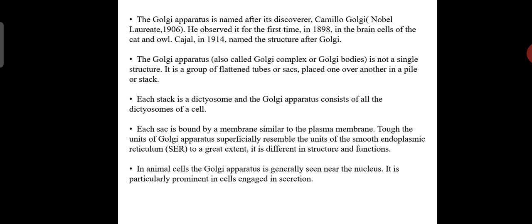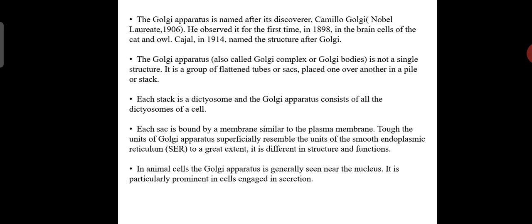The Golgi apparatus is also called the Golgi complex or Golgi bodies. It is not a single structure, it is a group of flattened tubes or sacs placed one over another in a pile or a stack. Each stack is a dictyosome, and the Golgi apparatus consists of all the dictyosomes of a cell. Each sac is bound by a membrane similar to the plasma membrane.